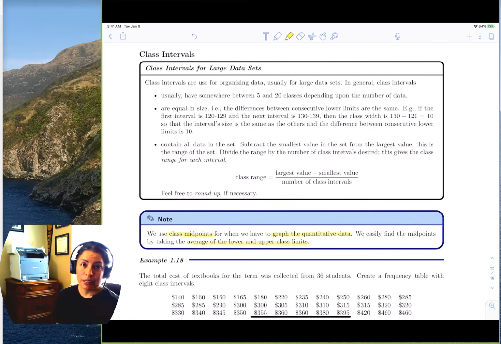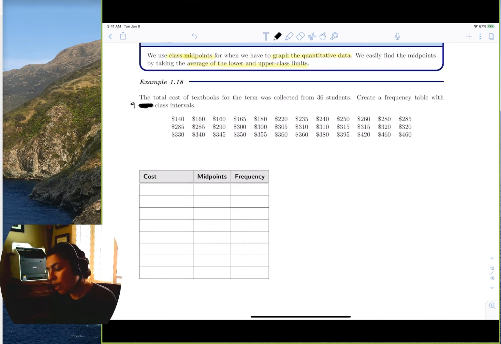So I have a really good data set right here. The total cost of textbooks for the term was collected from 36 students, and we want to create a frequency table with 9 class intervals. Here we can see textbook costs all the way from 140 to 460. In the cost column, we're going to have these intervals, starting at the lowest and going up by the class width. Here is the column for the midpoints, where we'll take the average, and then the frequency, the counts.